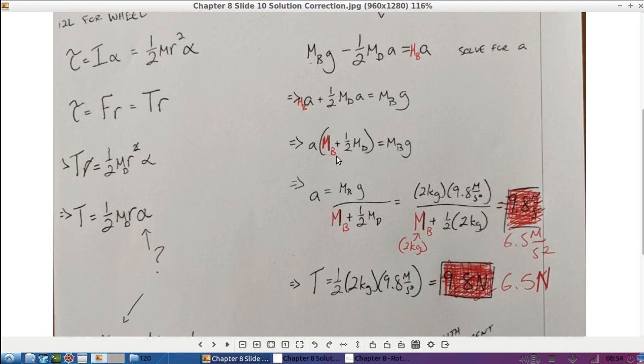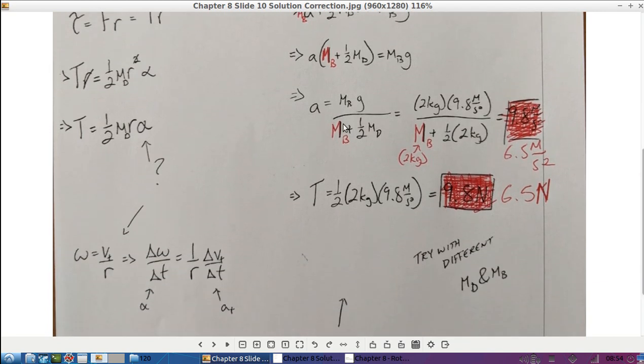Now I'm going to divide both sides by this term, get A by itself, and so here's my expression for the acceleration. And you see where I missed that mass of the bucket term. I had a 1 there first, right? So now instead of just having a 1, I have the mass of the bucket there, which is 2 kilograms. So I substitute all my values. Both the mass of the bucket and the mass of the disk are 2 kilograms.